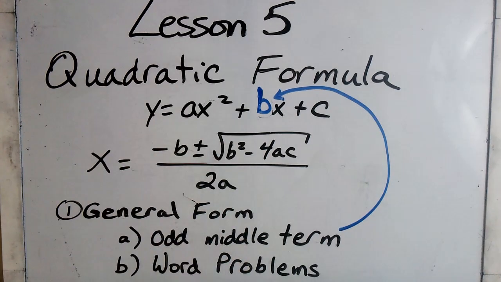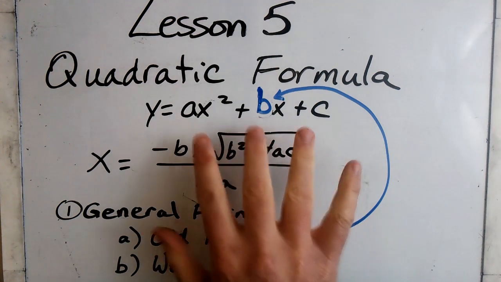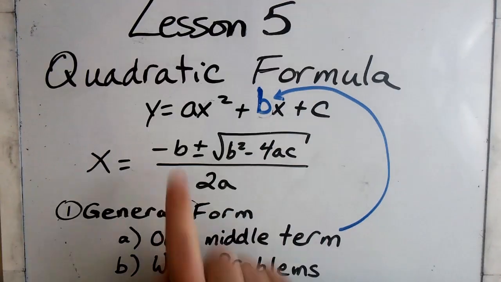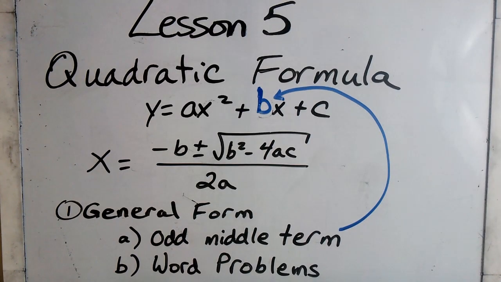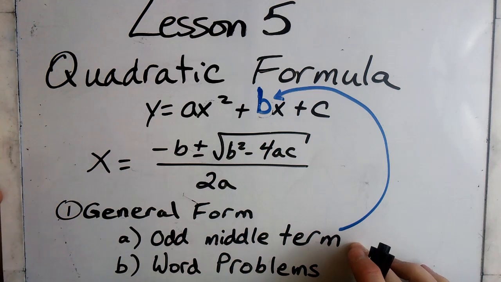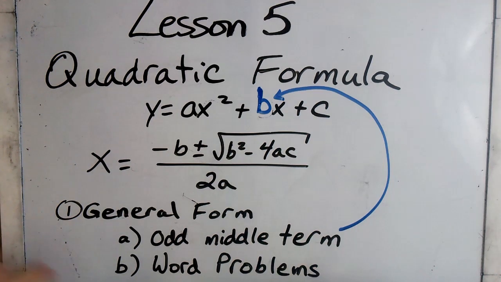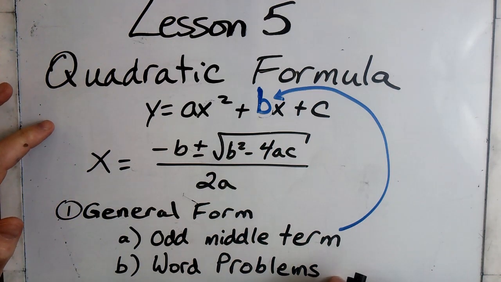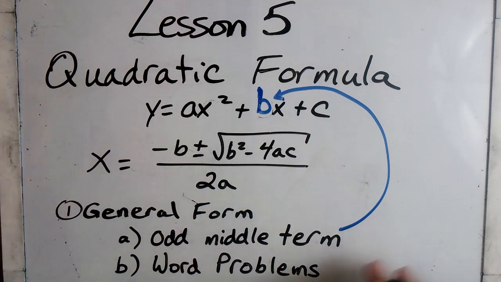use this quadratic formula. Now, we've got three numbers that were given in general form, a, b, and c. We just have to take those three numbers and plug them into the quadratic formula. So, the key thing is, and I want to start with this, if it's in general form and there's an odd middle term, definitely use the quadratic formula. If it's general form and it's a word problem, we're going to end up with a decimal anyways, we might as well use the quadratic formula.